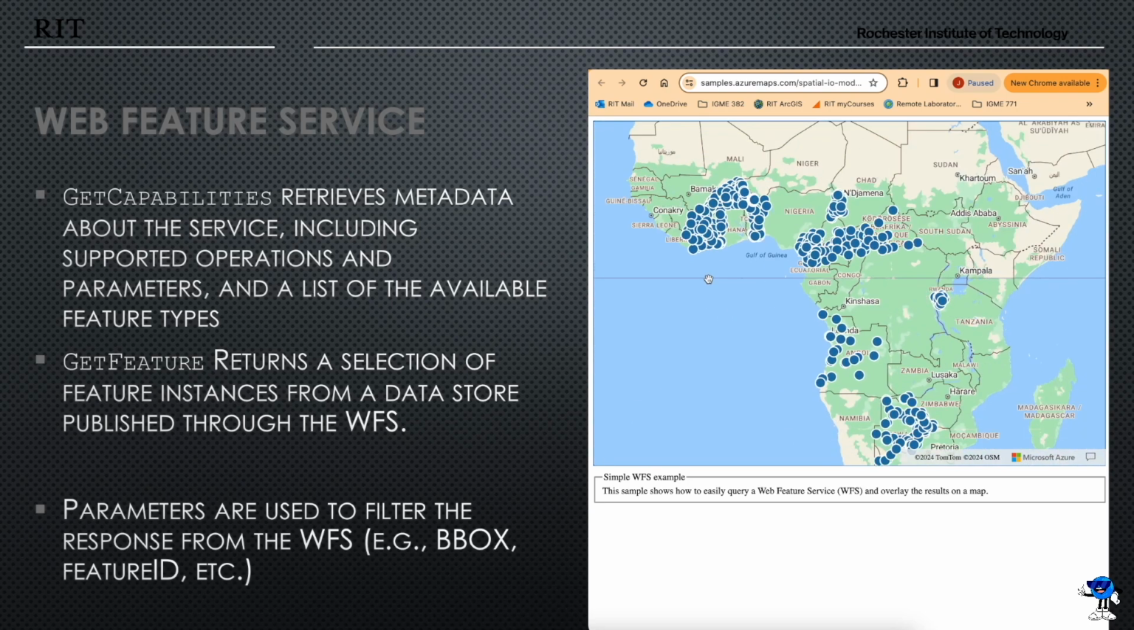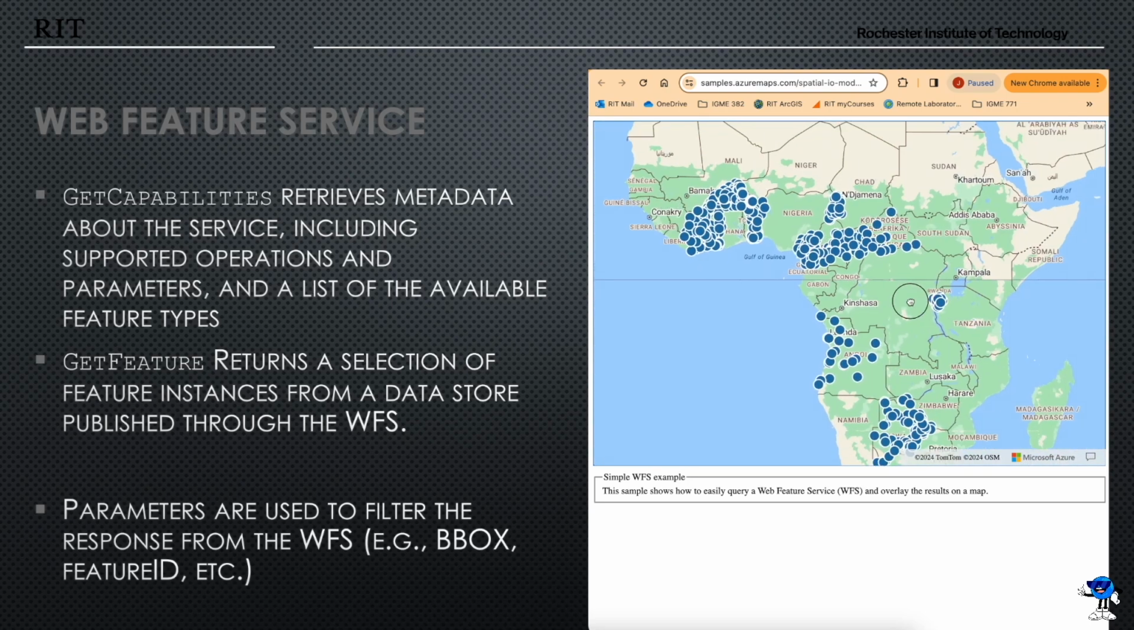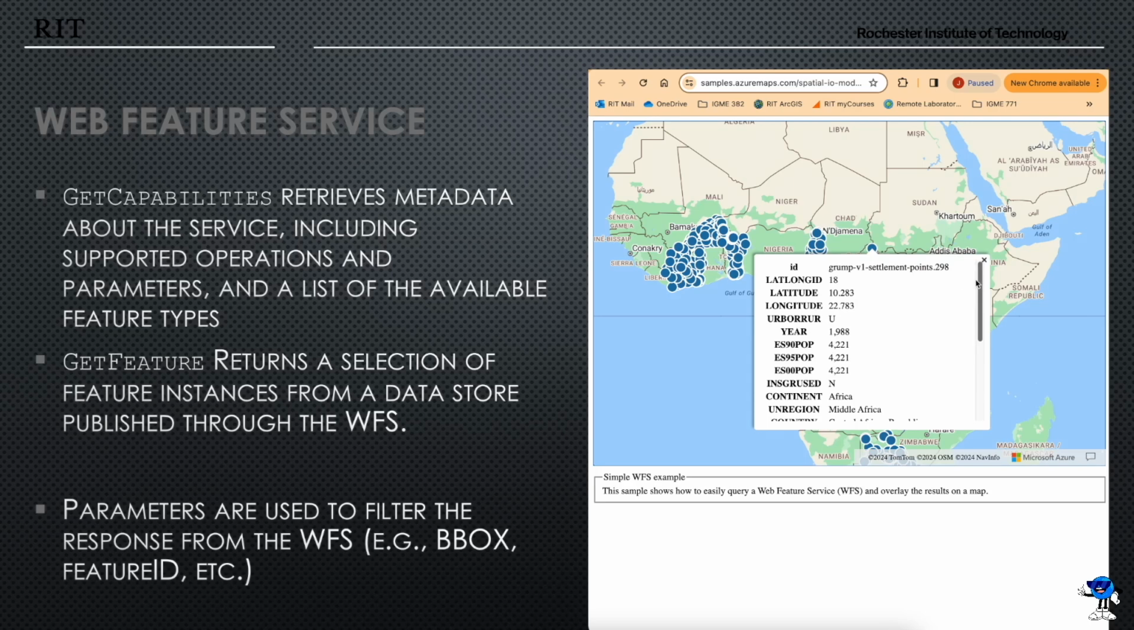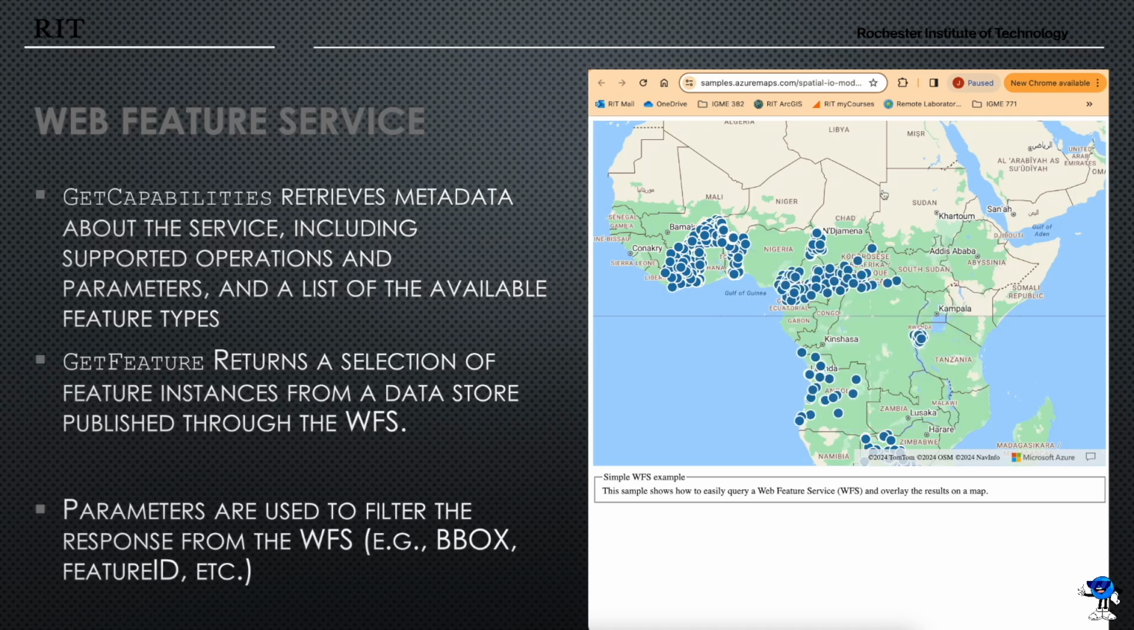Okay, but we're here to talk about Web Feature Services. So these dots represent the Web Feature Service, the WFS. And as you can see, this is just a very basic sample. Now, if I select on this one feature here, you'll see it has that interactivity to it. We have this pop-up, which gives us an ID of grump v1 settlement points.298.